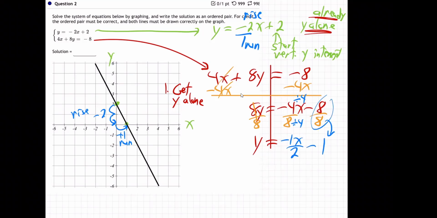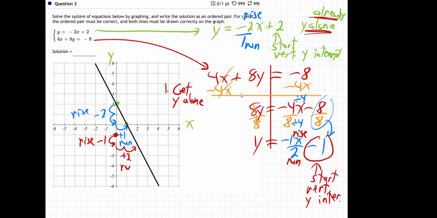So how do we graph that line? Well, you start with a number out here, right? That's your starting point. That's the vertical y-intercept, negative 1. That's going to be right there. Okay, and then this right here is rise over run. So I'm going to go down 1 and over 2. So down 1, that's the rise, and over 2, that's the run.